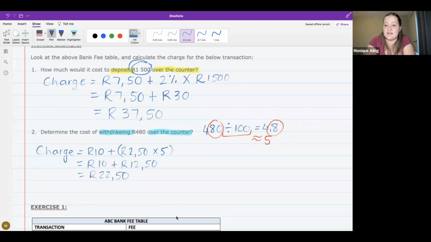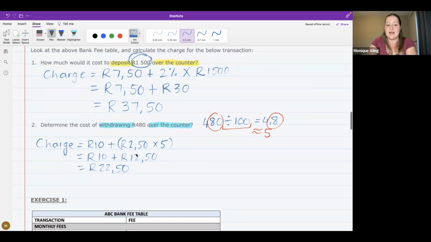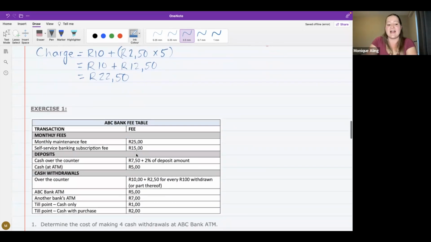Any questions? Or does it seem like it's going okay? Do we all understand the part thereof and how to work out for every 100 Rand? Nice, Fatso. Good. Nice, Bonga. Okay. If you still have a question, you can ask in the chat. But let's see how you guys handle it by yourselves.